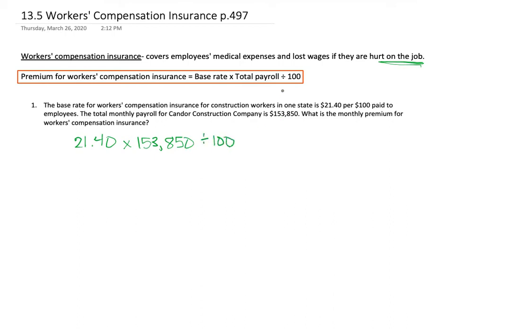And that's up here. It also comes from right here. Okay. So when I figure that out in my calculator, I get $32,923.90. So this number here, this $32,923, is how much the company has to pay for workers' comp insurance to cover their employees.